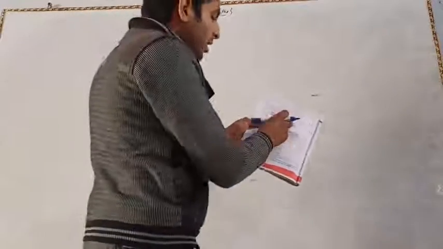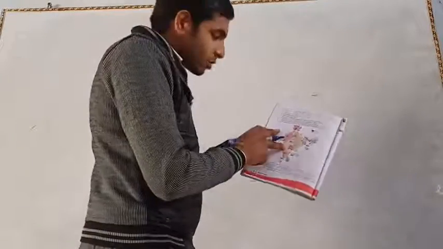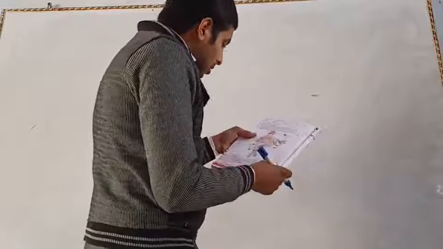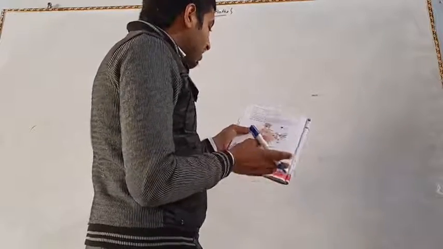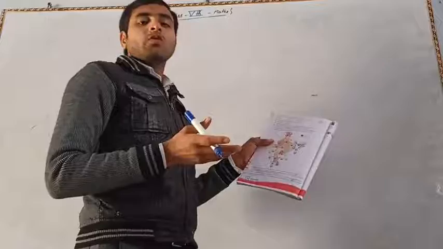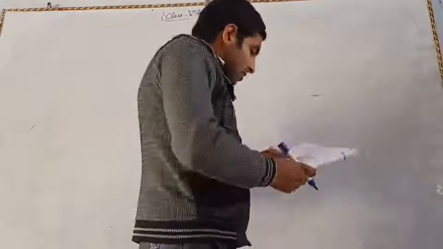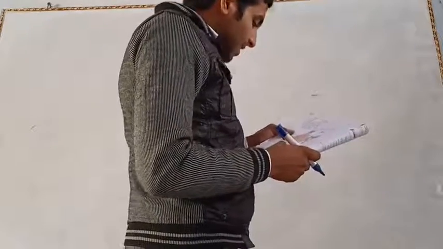Again we have to solve problem number 5. Here you are also given a map of India. In the map of India you have to see what the temperature is at each place, and many places are given in this map. So you have to see this.